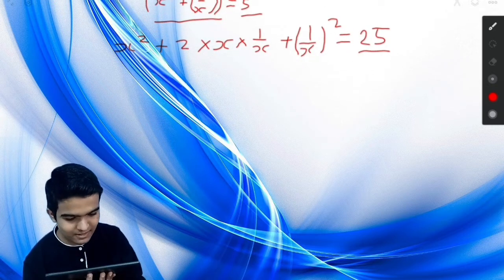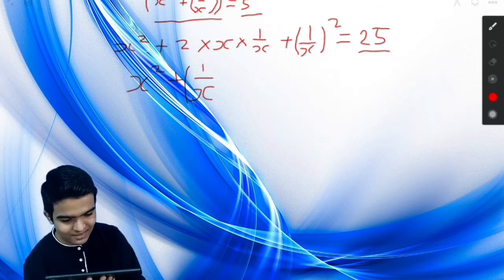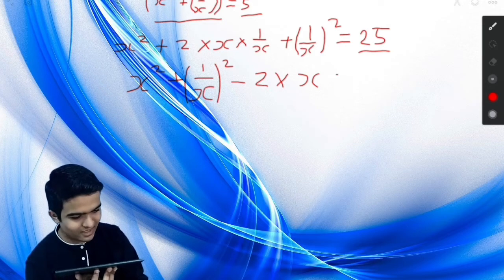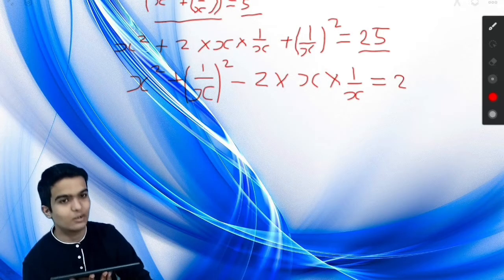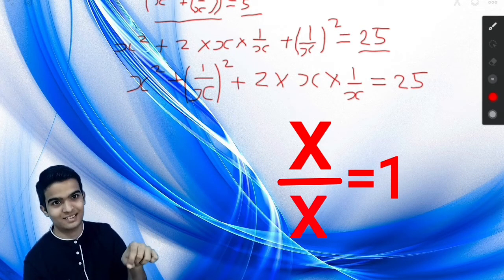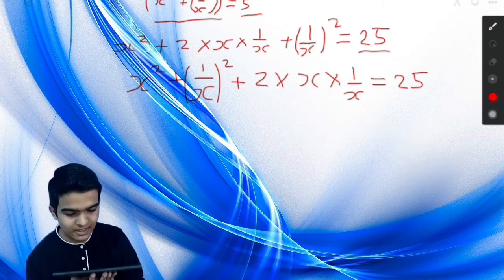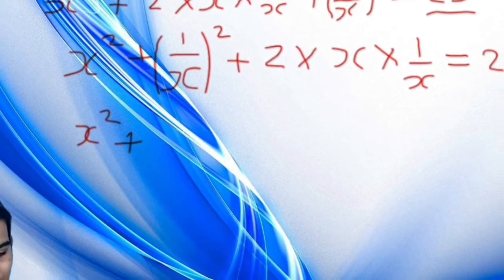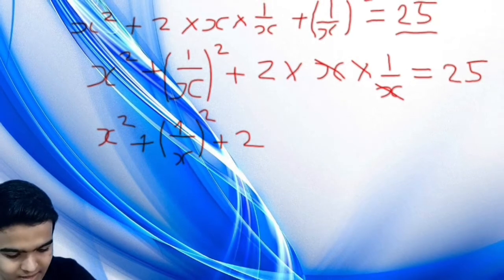So the next step is to put like terms together. So x square plus 1 upon x square, and then 2 into x into 1 upon x, is equal to 25. We shall just cancel x and 1 upon x, because x upon x is 1, and if we multiply 2 with 1, it's actually 2. So it will just be x square plus 1 upon x square plus 2 is equal to 25.